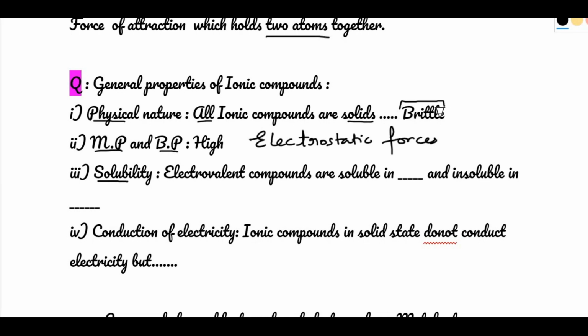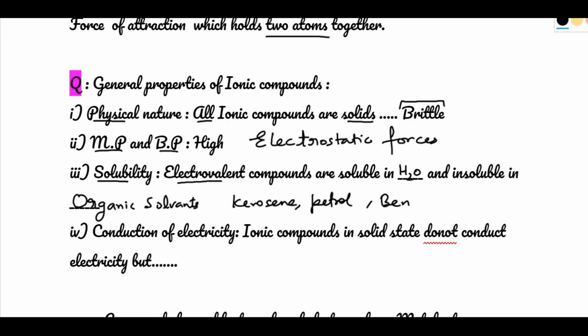Solubility: all ionic compounds, meaning electrovalent compounds, are soluble in water and insoluble in organic solvents. What are organic solvents? Organic solvents are like kerosene or petrol or benzene, if we name some chemical compounds. Benzene, toluene, these are unsaturated ring structures. So ionic compounds are soluble in water, meaning polar solvents, and insoluble in organic solvents.